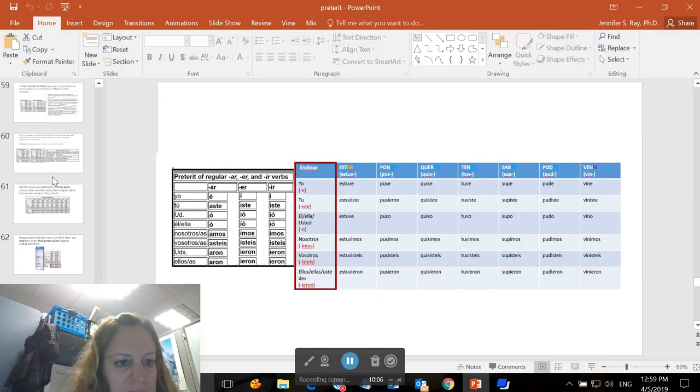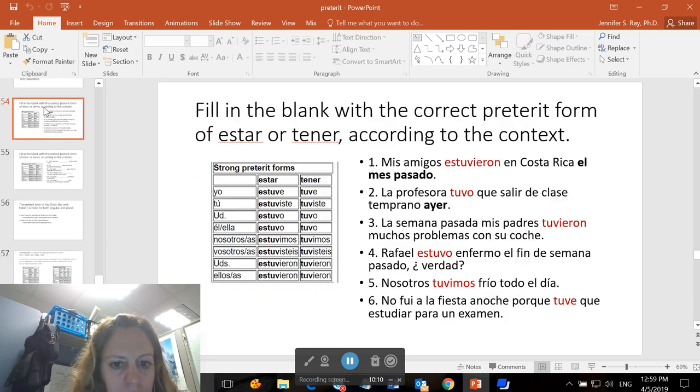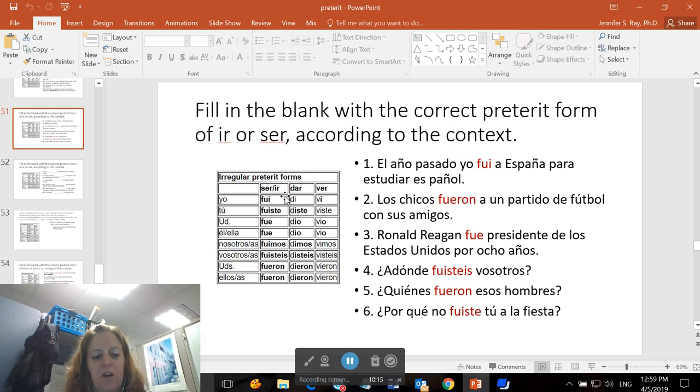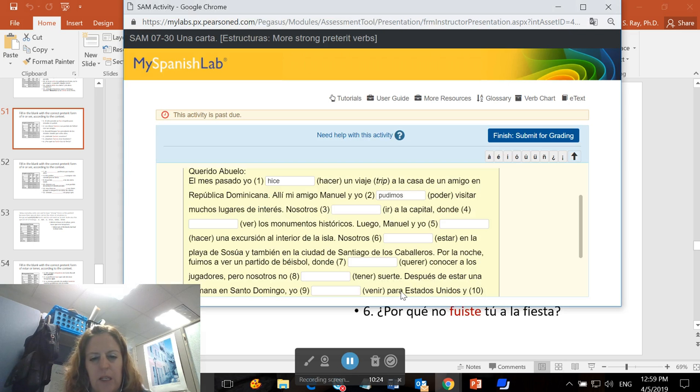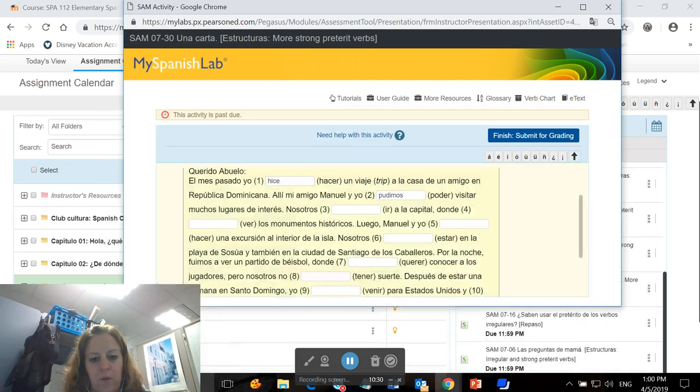For ir, we have to go back a few more slides. Okay, so here, ir and ser have the same spellings, but remember, ir and ser are super irregular. You're just going to have to memorize them. And so in this case, what is it saying? We went. So here's your ir. For we, it would be nosotros, and you would use fuimos. Okay. Donde, so we went to the capital where we could see.